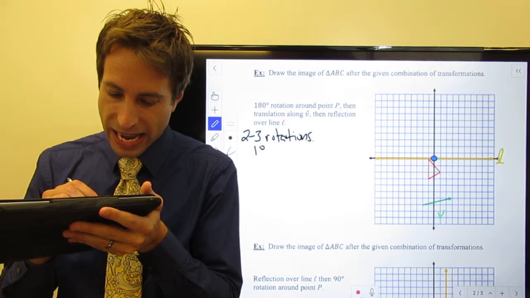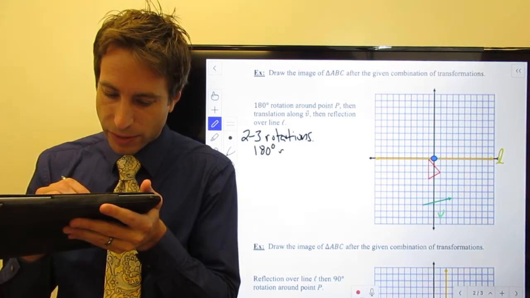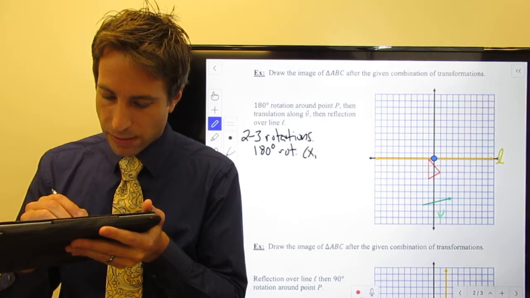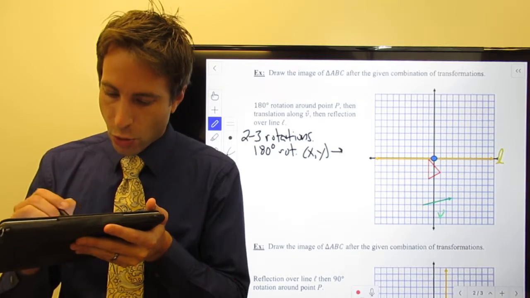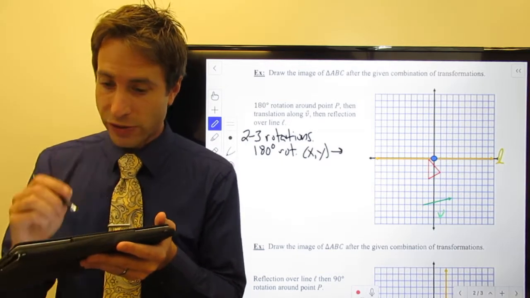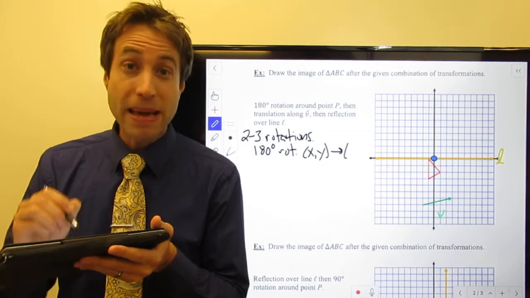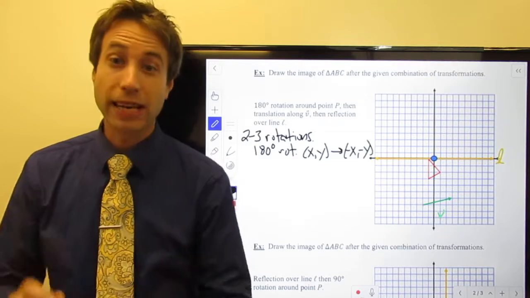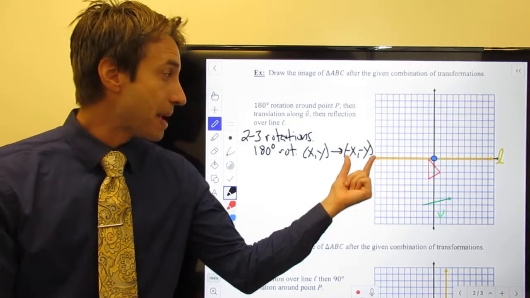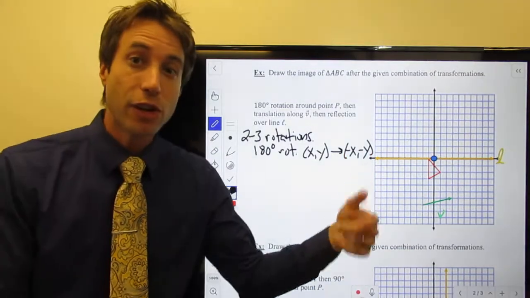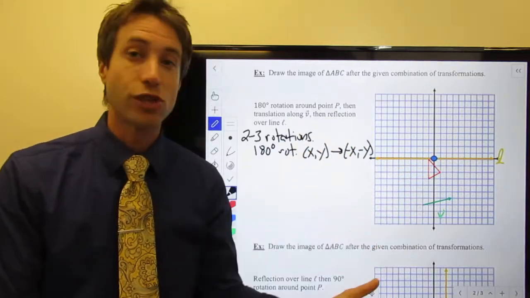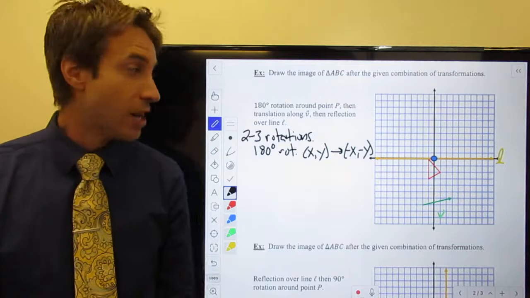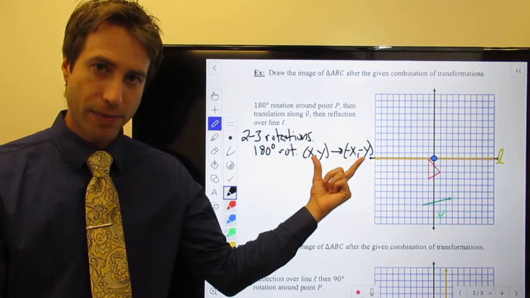A 180 degree rotation is given by x comma y. The transformation is done by making the x and the y values negative. That's it. By making both the x and the y values negative, you will rotate that image 180 degrees around the origin. So hopefully you remember that from chapter 2, section 3.